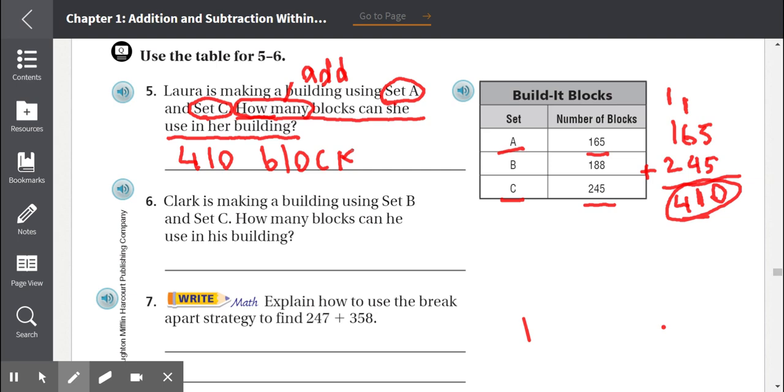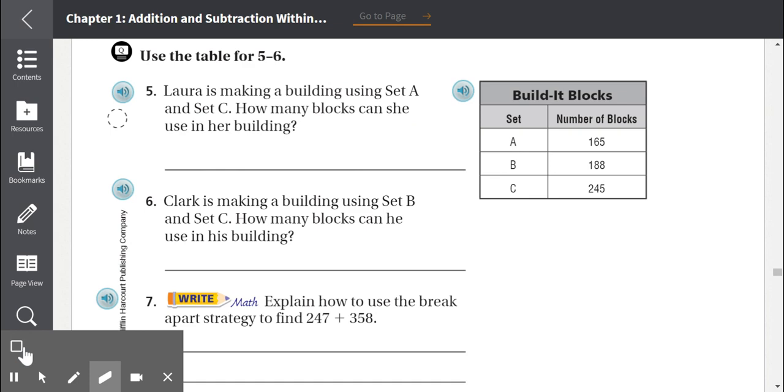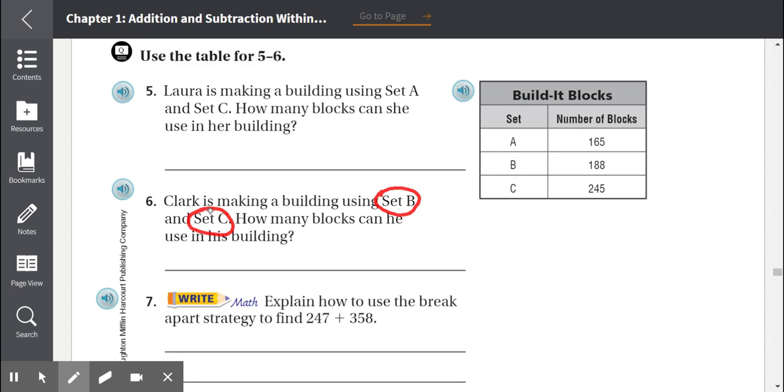Number 6, Clark is making a building using set B and set C. How many blocks can he use in his building? So we know Clark is making a building using set B and set C. Now we underline our question, how many blocks can he use in his building? So let's look for set B and set C. Set B is 188 and set C is 245. So we know how many means to add. So we put our plus sign.